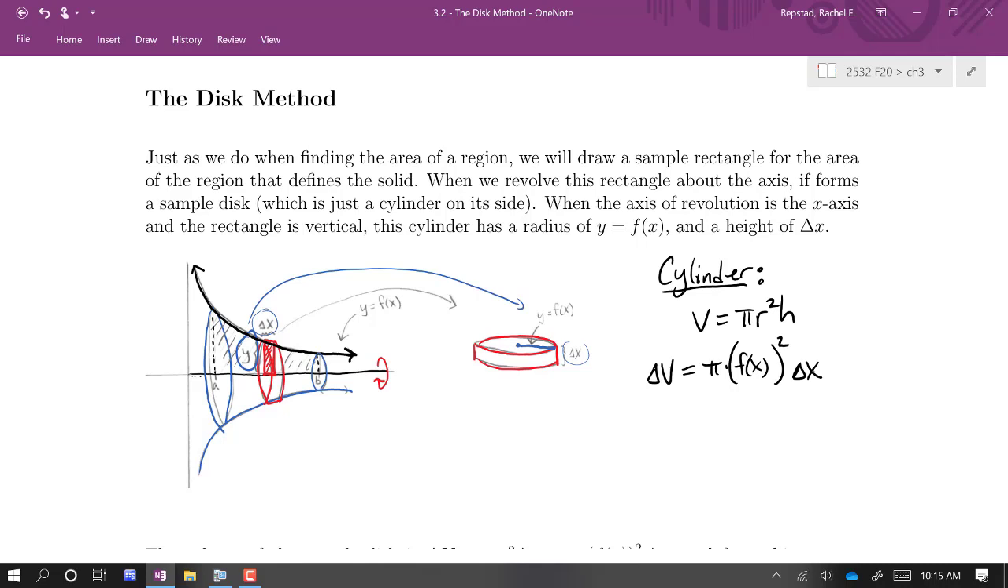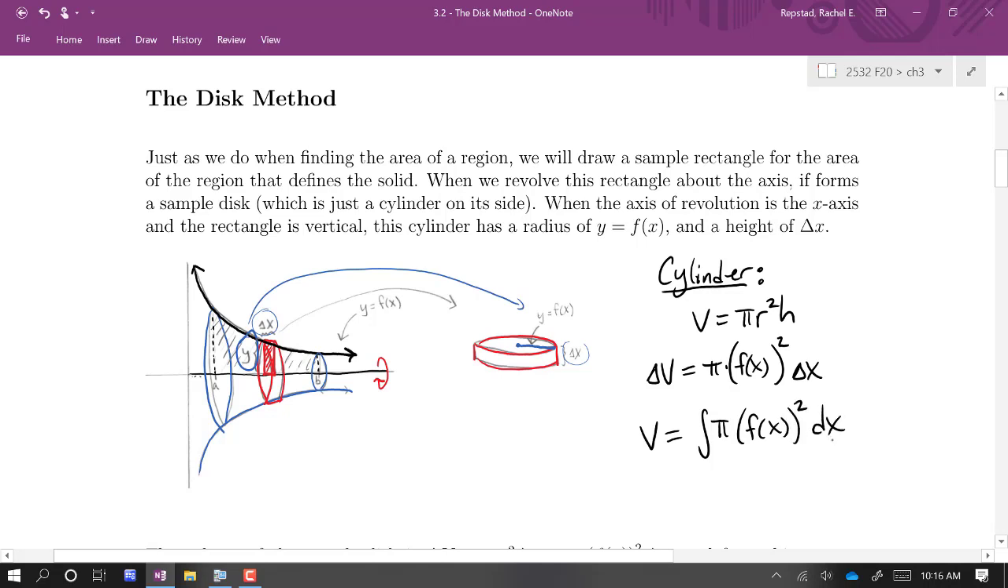Sometimes there will be scenarios where you have to use a horizontal rectangle and you have a delta y, and in those cases, pi r squared h still works, right? And we still can just connect the radius and the height to the actual disk that we come up with when we draw a sample rectangle. So this is what the volume of this sample disk is, and that means that the volume of the whole solid is the integral of pi f of x squared dx.